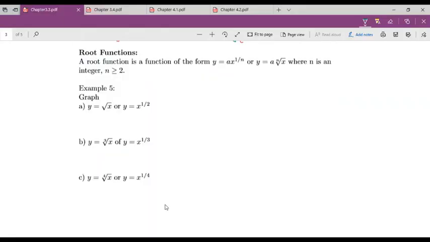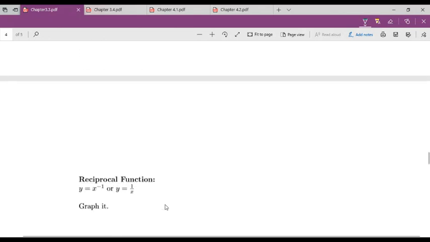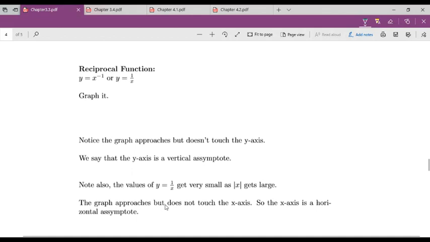Alright, so we have graphed all of those. You've gotten to see the graph of all of those. The other thing we got to look at is the reciprocal function. So we've got y equals x raised to the -1, or y equals 1 over x. So let's graph this one too.